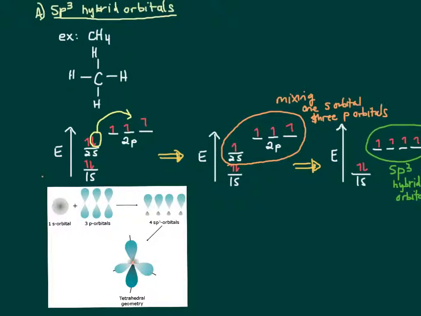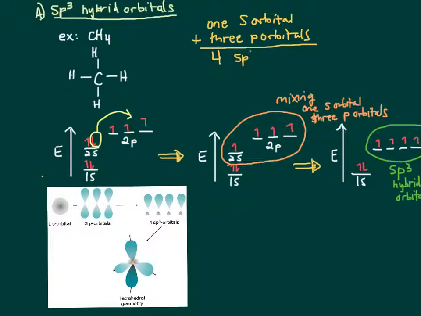So just to review, an sp3 orbital is when you have 1 s orbital and 3 p orbitals, and they combine together to make 4 sp3 orbitals.